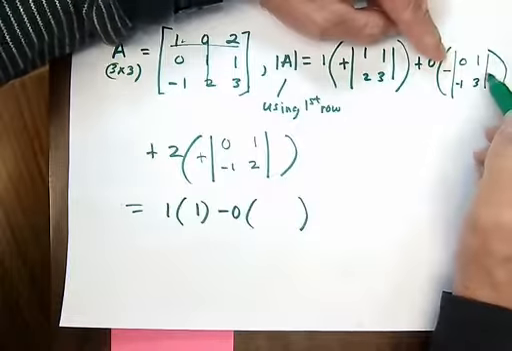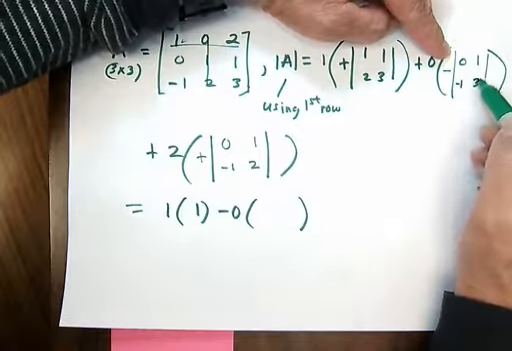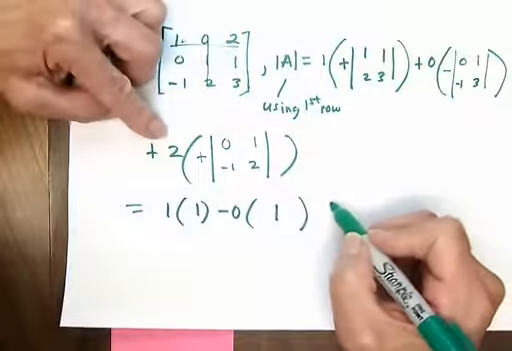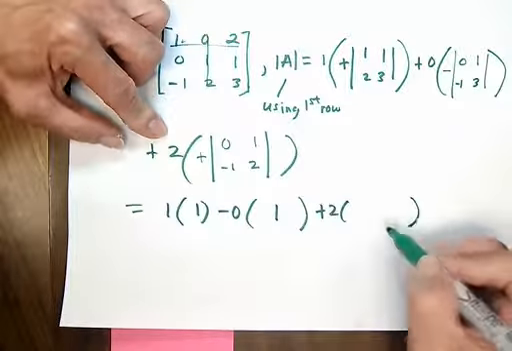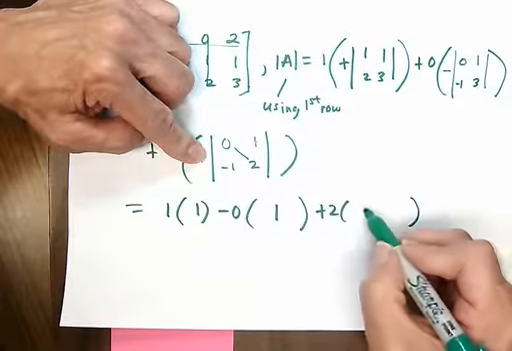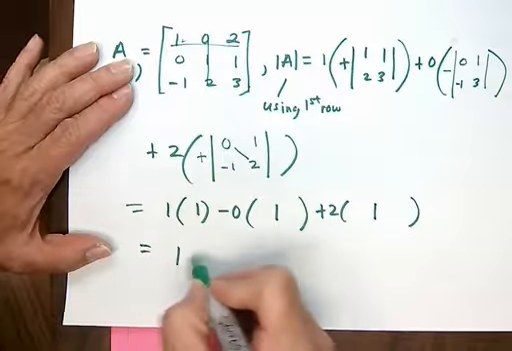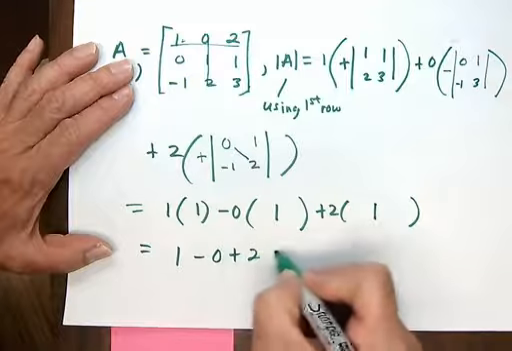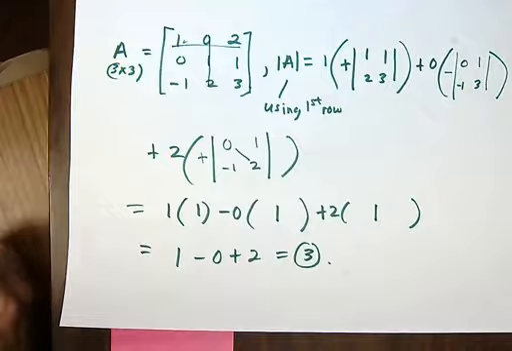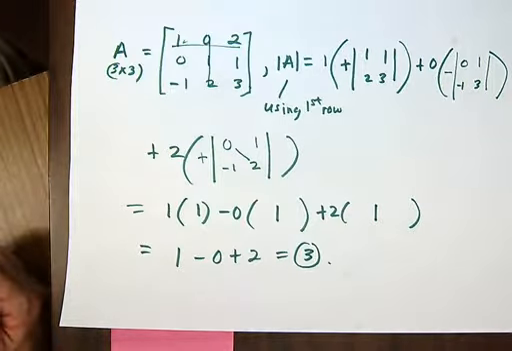Times this second order determinant, which is 0 minus 1, so it's just going to be 0 plus 1, which is 1, plus 2 times the second order determinant, which comes out to be 0 plus 1, which is just 1. So our final result is 1 minus 0 plus 2, or 3. Now you should be able to also find this same number by evaluating the determinant of A using any other row or any other column.